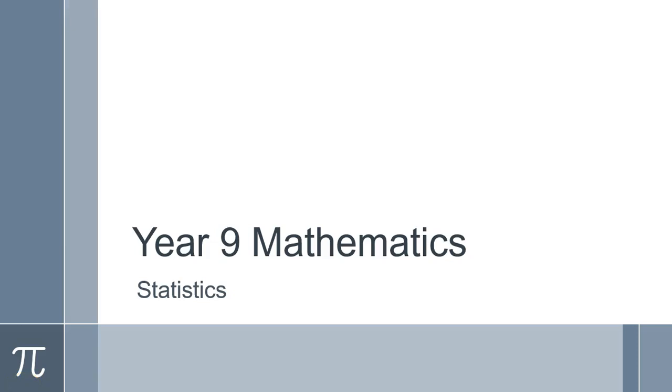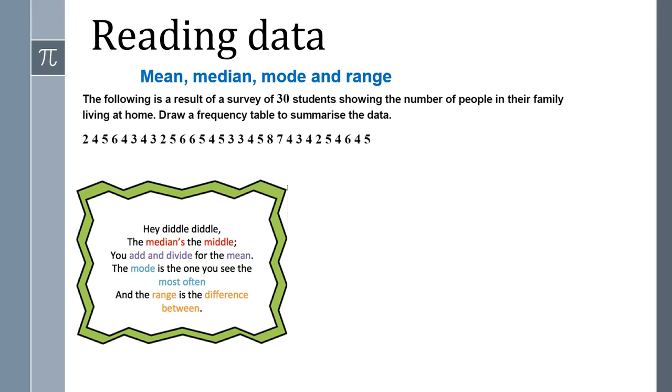Hi everyone, today we're going to go through some of the statistics for Year 9, and in this we're going to cover mean, median, mode, range. We're going to go through frequency distribution tables, have a look at histograms, and a few other little bits and pieces. So the first thing we're going to have a look at is reading the range and the spread and the centre of data, which you've probably seen before.